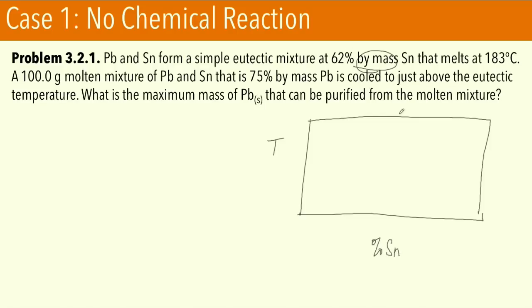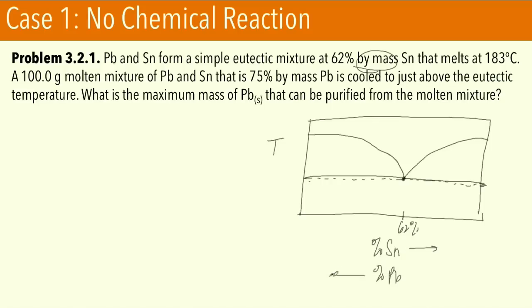We know that at 62% tin, so let's just put this over here, 62%, we have our eutectic composition. So we could say here that we have our eutectic temperature. As a quick sketch, we have our typical shape. So here we have it. This is our phase diagram. We're going in this direction for percent tin, and we're going in this direction for percent lead.